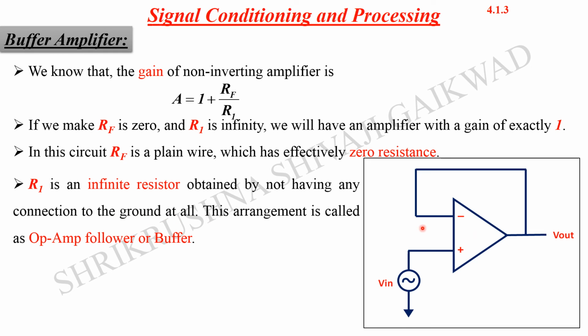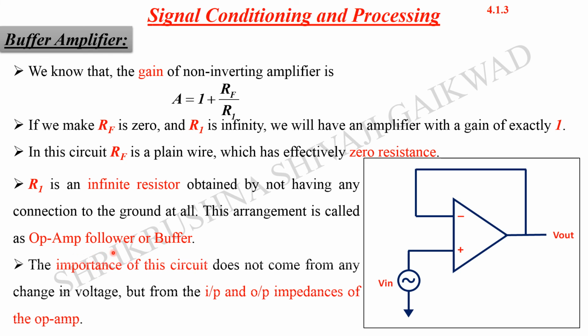So there is no connection directly to the ground, and there is no concept of virtual ground coming over here. So R1 is infinite here, and this arrangement is called the op amp follower or the buffer. The input has infinite resistance, not directly connected to the ground at all, and this arrangement is called a buffer amplifier, or buffer, or else the op amp follower circuit.